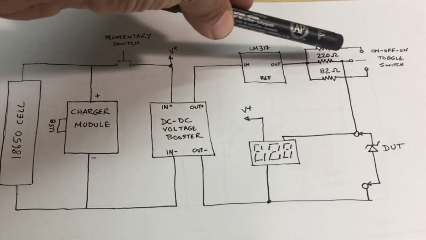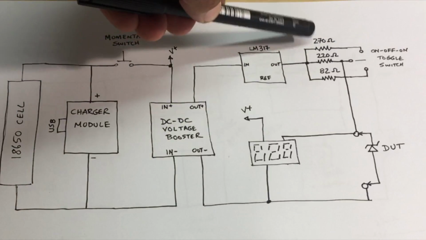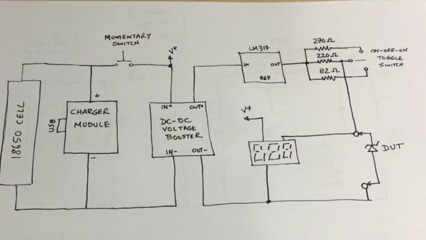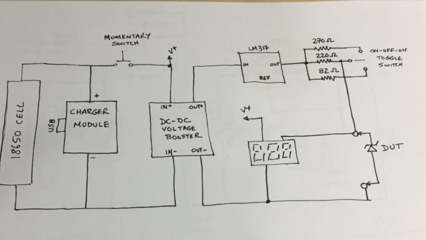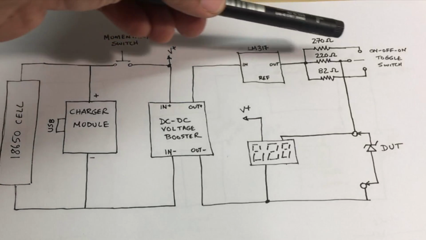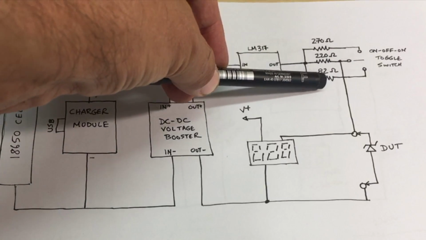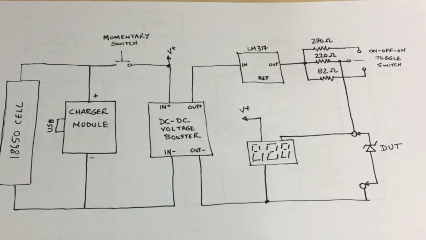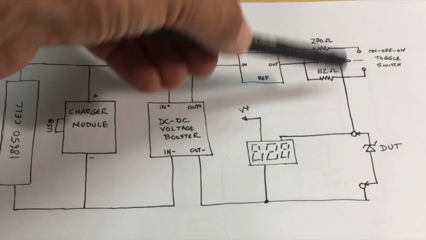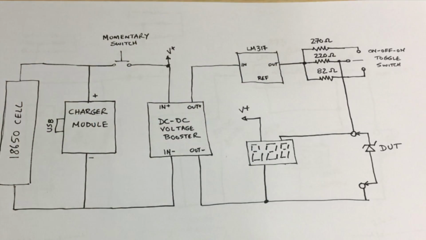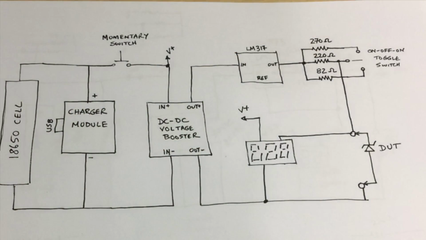If we select the switch up, we put a 270 ohm resistor in parallel with that, which gives us about 120 ohms, which makes the constant current 10 milliamps. And if we turn the switch down, it brings 82 ohms in parallel with 220 ohms, which gives us a result of about 60 ohms, so that's 20 milliamps. And that's the current that you select to go through your device.